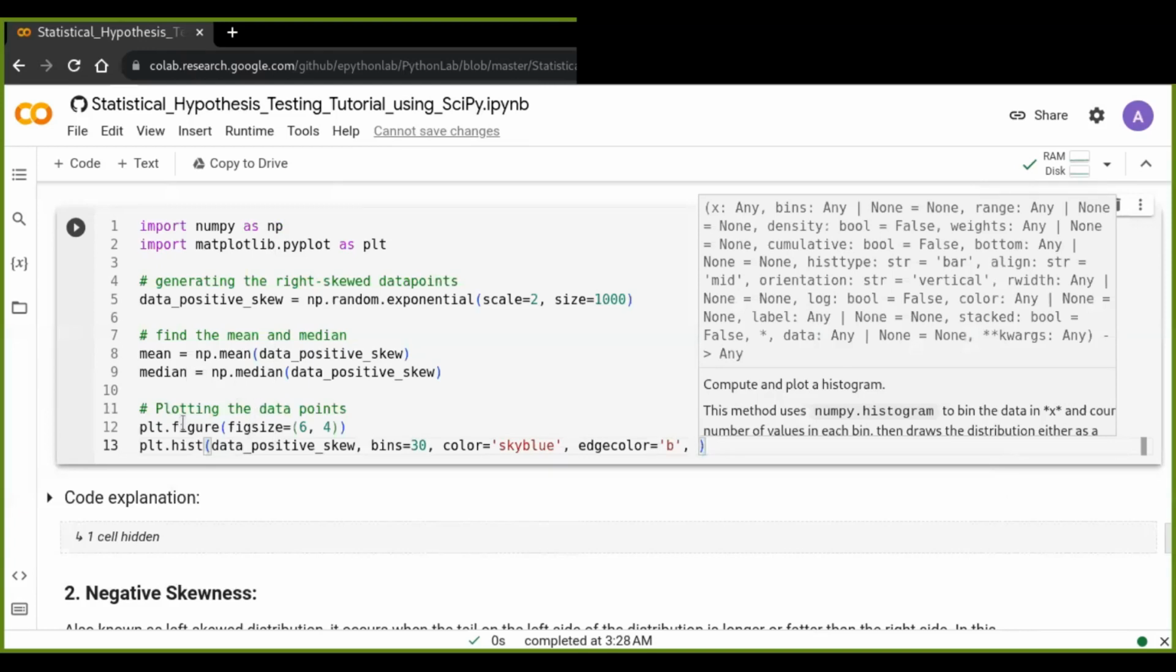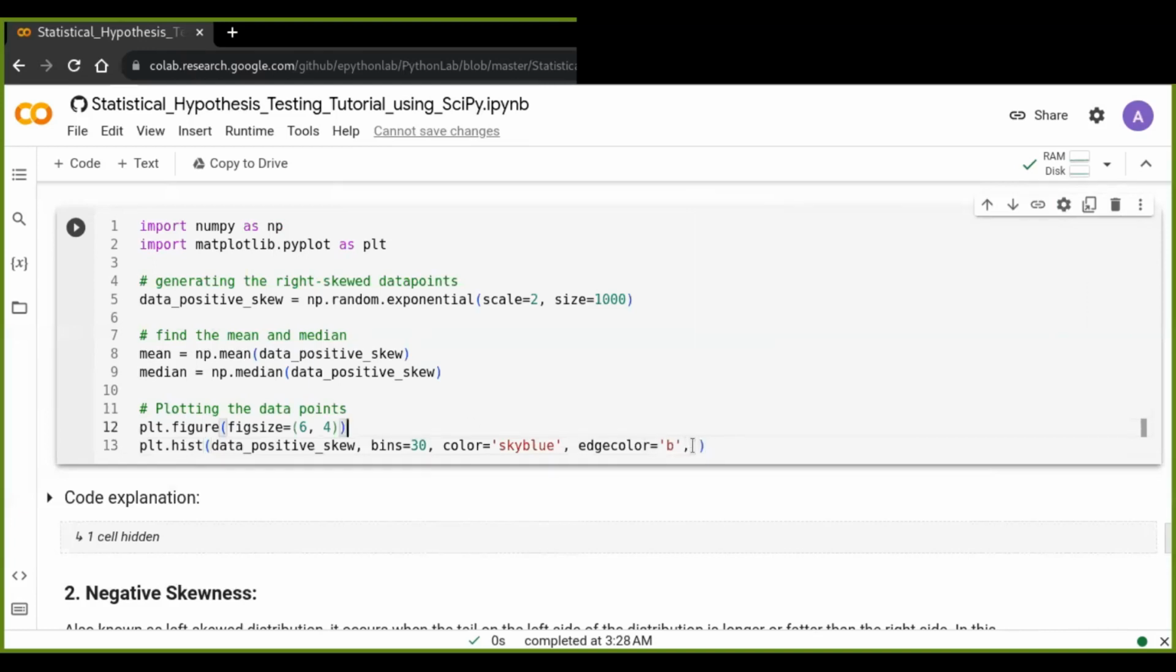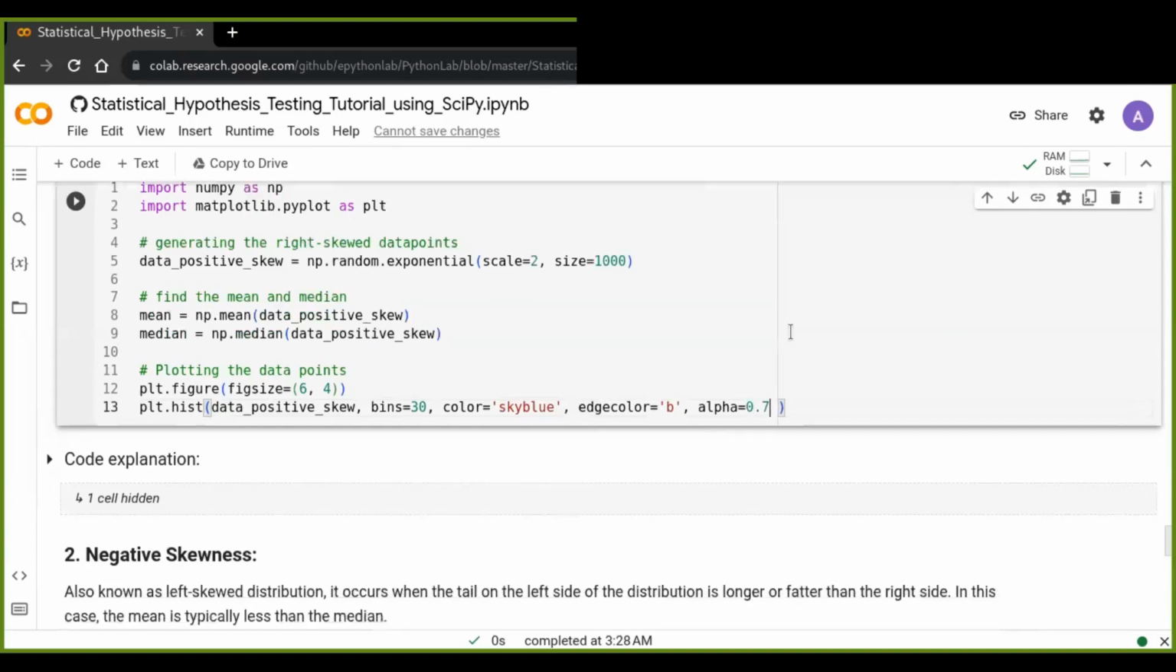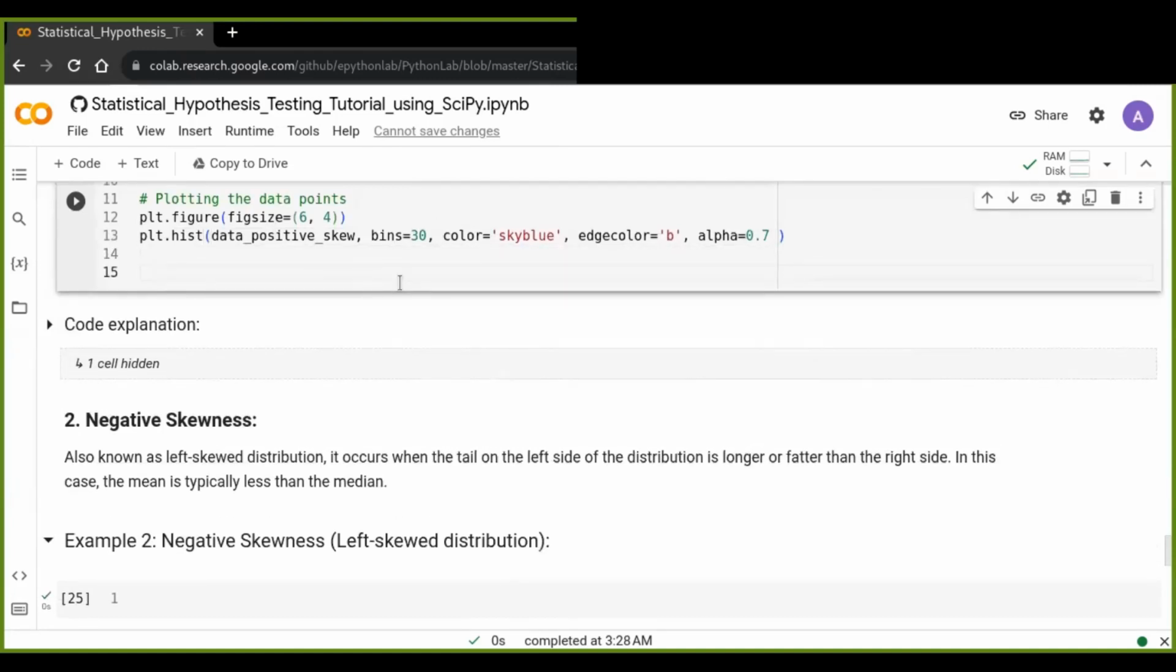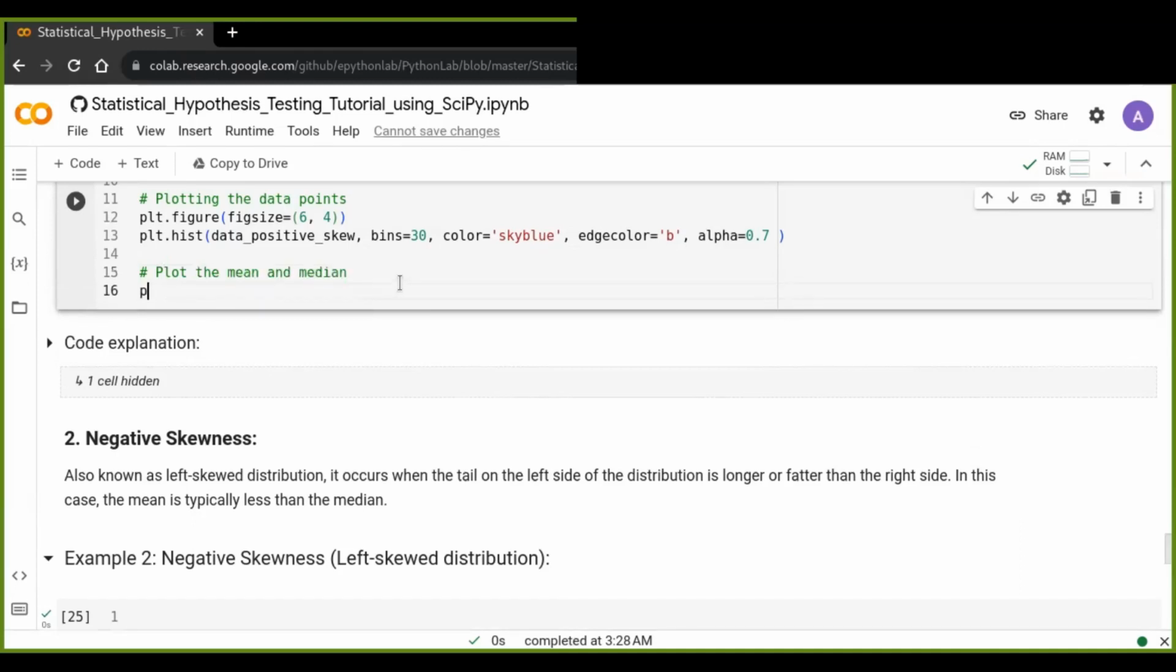Now, alpha is 0.7. Okay. Now I can plot the mean and medians as well to easily understand where is the mean, where is the central tendency, where is the medians of the data points, the mean and median of the data points.